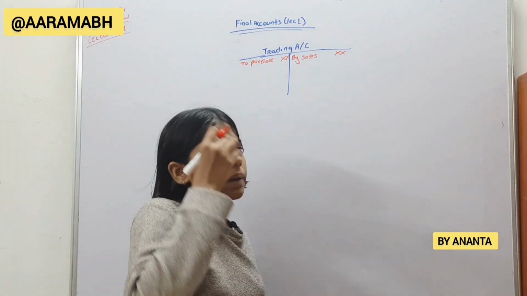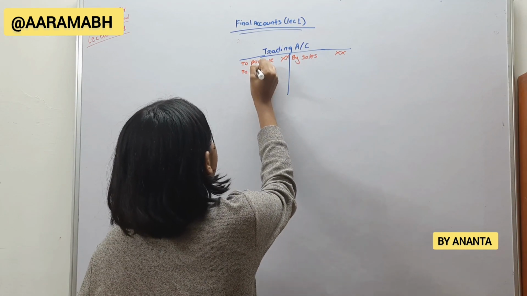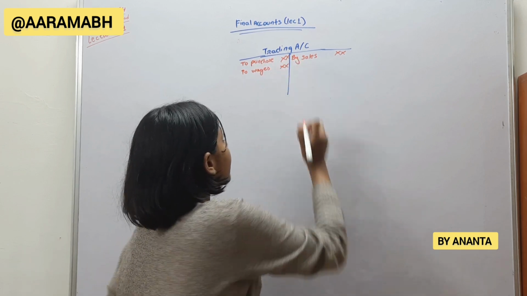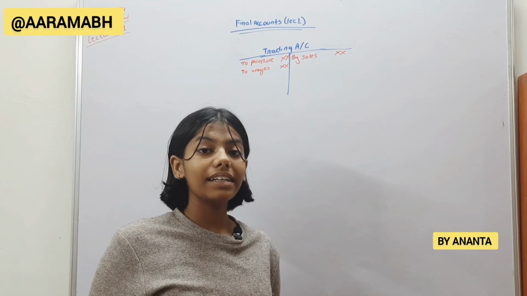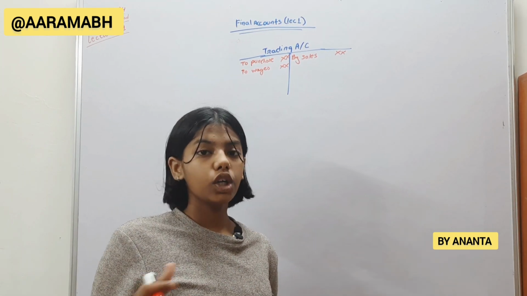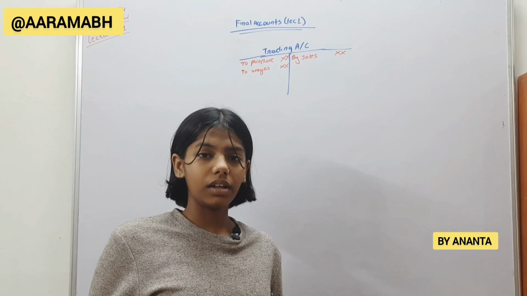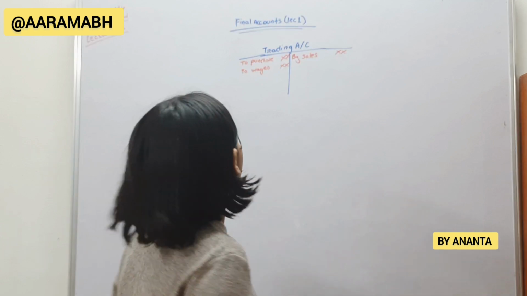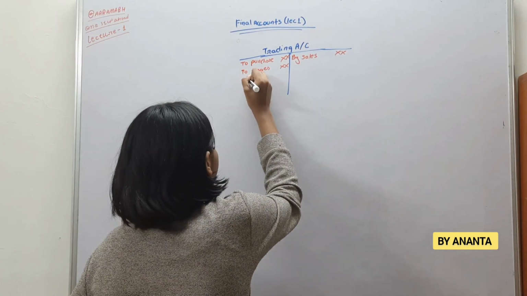Then let's say we paid wages. I want to tell you one thing: our wages are posted in our trading account, but our salaries are posted in our PL account. So if wages and salaries are given in the question, we'll post salaries in the PL account, not in the trading account. Then there could be our wages, then there could be our freight.